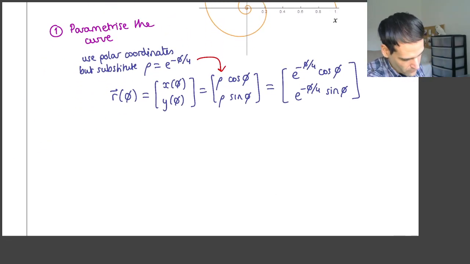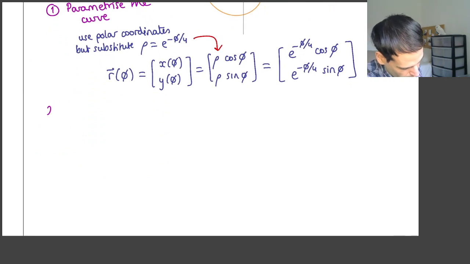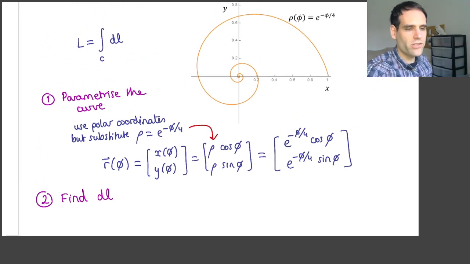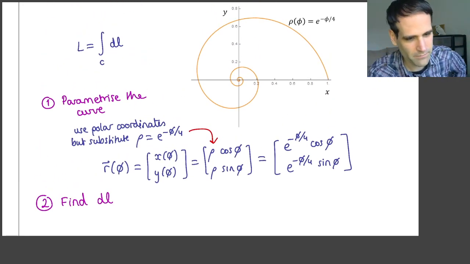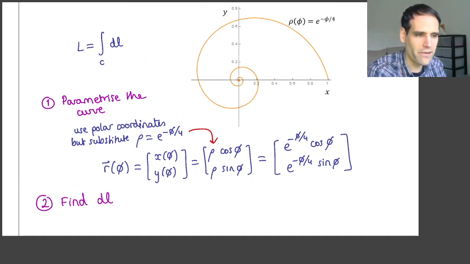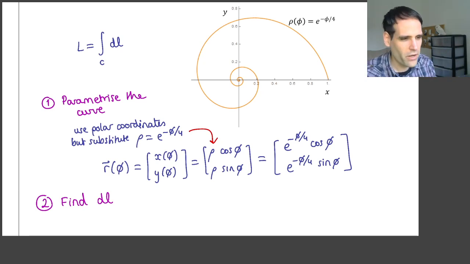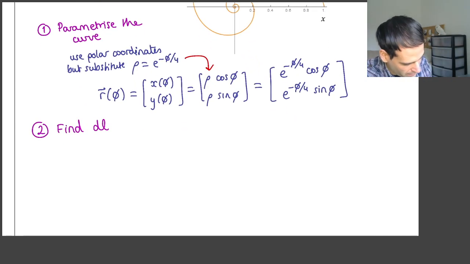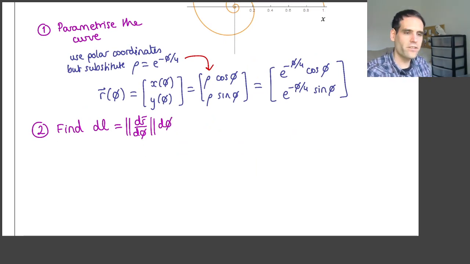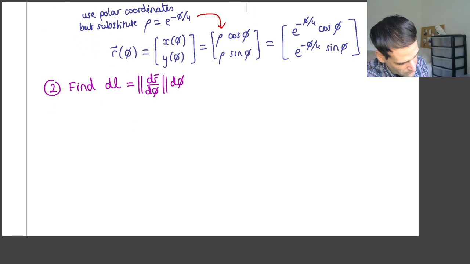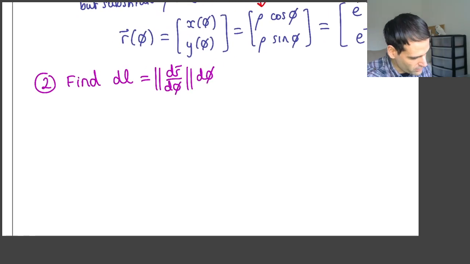Okay. The next step is to find dl. Now, geometrical intuition will not work very well, unfortunately. And we will not be able to look this up on any table, because tables are usually for circles, straight lines, and so on. So we are going to use the recipe. And the recipe is telling us that dl is the norm of dr with respect to the parameter times the differential of the parameter. Okay, so we are going to use this recipe. So the first thing we need to do is to calculate the derivative of r with respect to the parameter. So let's do that.